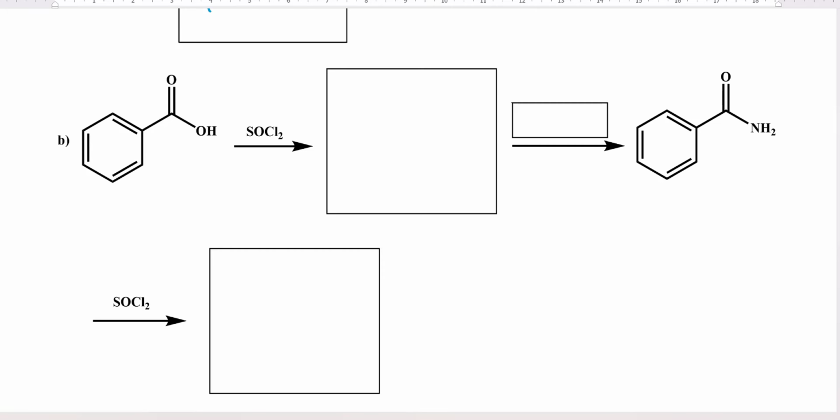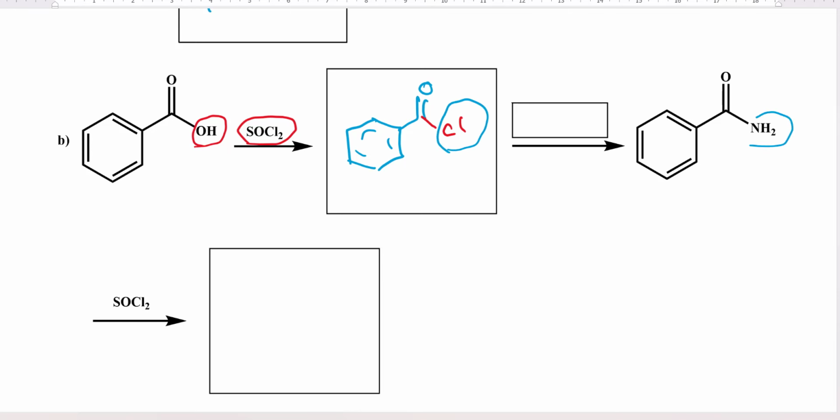Here again, we have carboxylic acid and thionyl chloride. So all we should do is convert OH to Cl. Then we can see that instead of Cl, in the next step we have NH2. So it's an aminolysis reaction, and we need ammonia as the reagent for the next step.